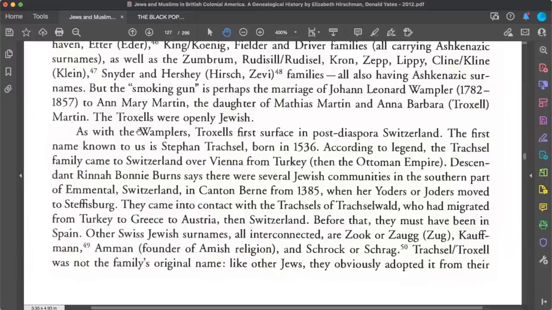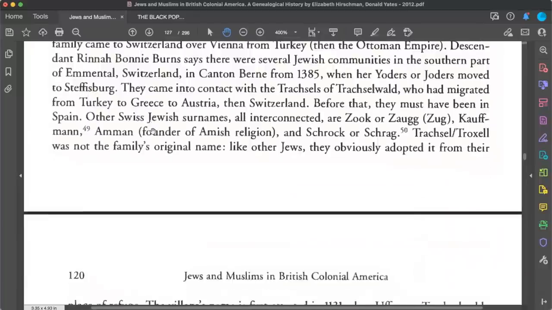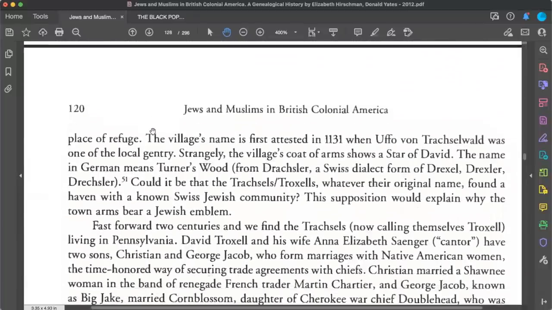Other Swiss Jewish surnames, all interconnected, are Suk or Sauk, Kaufman, Amon, founder of the Amish religion, okay? These are Jewish surnames, right? The Amon, the founder of Amish religion, he was Jewish, Sephardic Jew, and Shrug or Shrag, Trushel, was not the family's original name. Like other Jews, they obviously adopted it from their place of refuge.